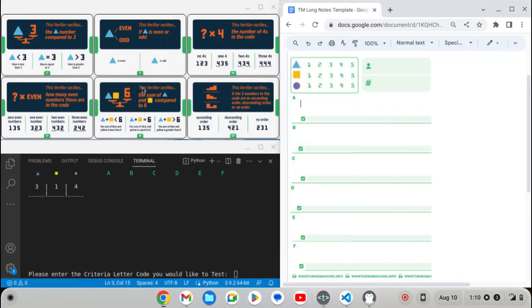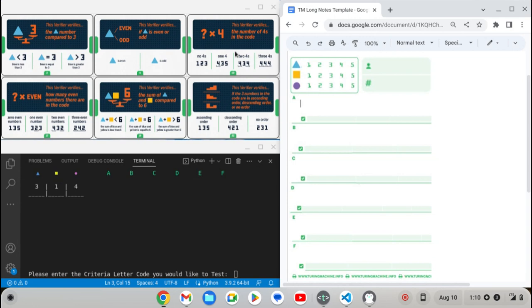So in the grid above, we've got our 6 criteria cards. On the top row, we've got criteria card A, criteria card B, and criteria card C. On the bottom row, we've got criteria card D, criteria card E, and finally criteria card F. So criteria card A looks at our first digit, the triangle digit, and compares it to the number 3. So should the value of triangle be less than 3, should it be equal to 3, or should triangle be greater than 3? Criteria card B again looks at our triangle digit, but this time it'll let us know whether its value is an even digit or an odd digit.